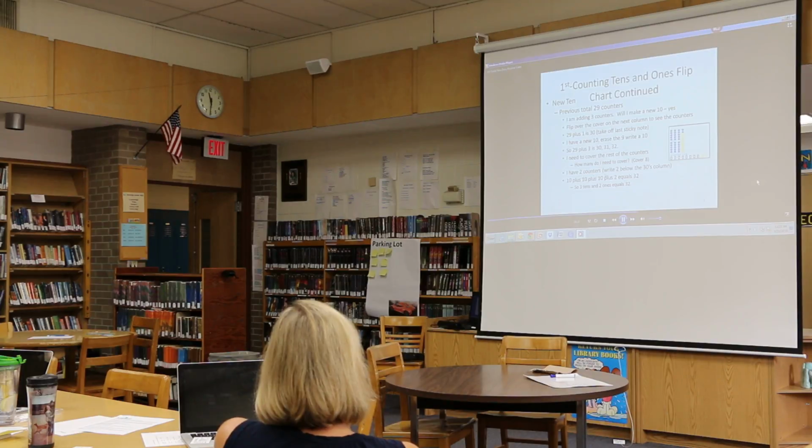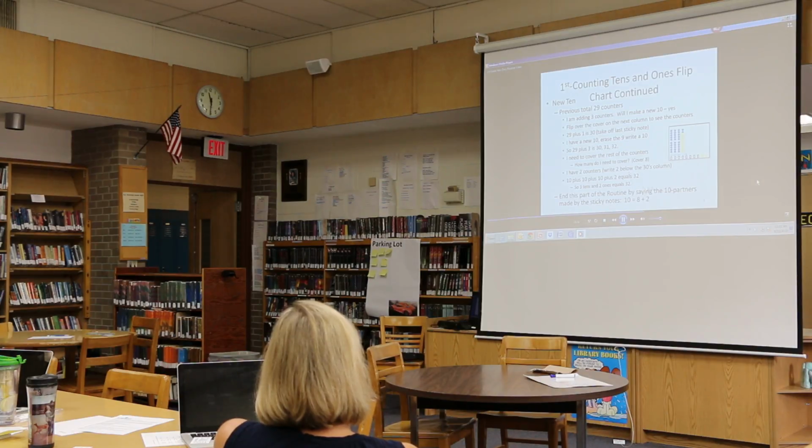I have 2 counters. They're going to write the 2 below the 30 column. And now they're going to talk about their equation. 10 plus 10 plus 10 plus 2. Did you catch my mistake? So that 2 should be written underneath the 40 column. 10 plus 10 plus 10 plus 2 equals 32.